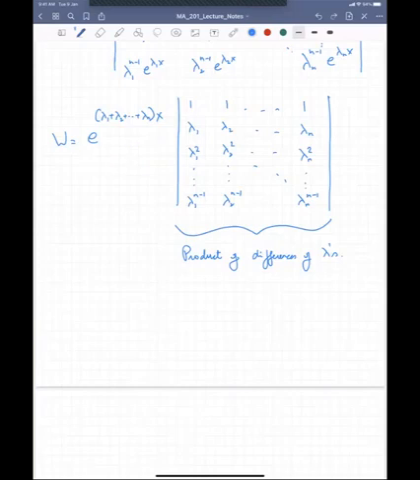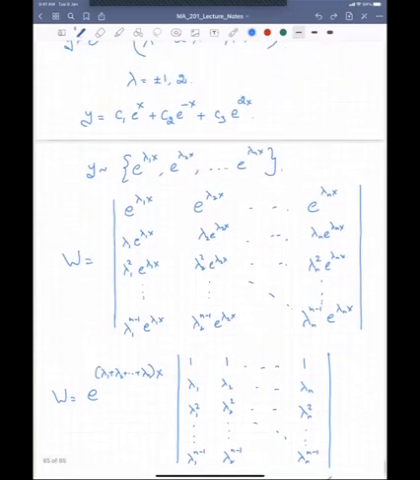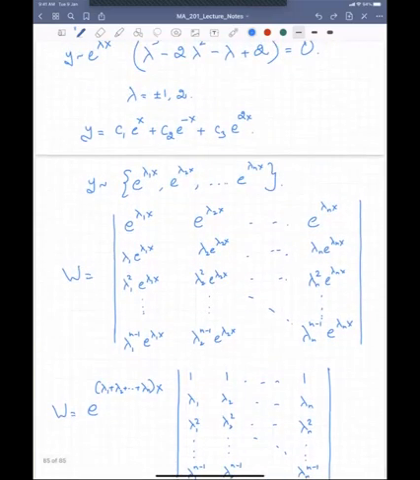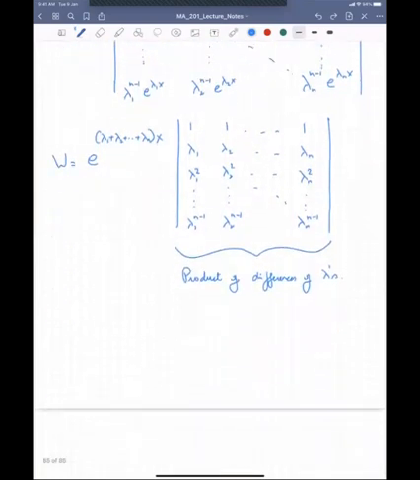Which means that if you have distinct real roots, then the linearly independent solutions are e to the lambda 1 x, e to the lambda 2 x, all the way to e to the lambda n x. This is probably the simplest case, where the solution of the differential equation can be written as a linear combination of exponentials, where all the lambdas are real. Of course, it doesn't always have to be this way.